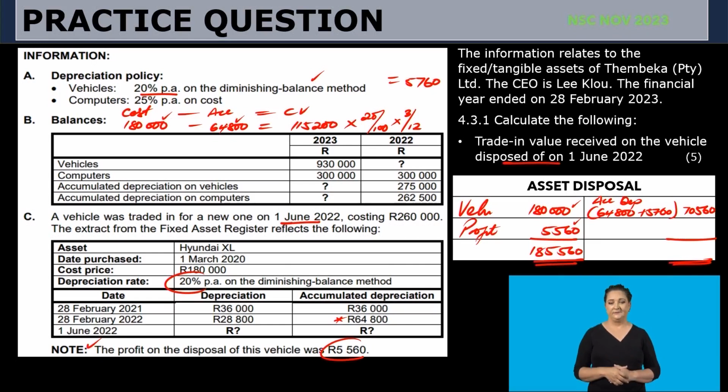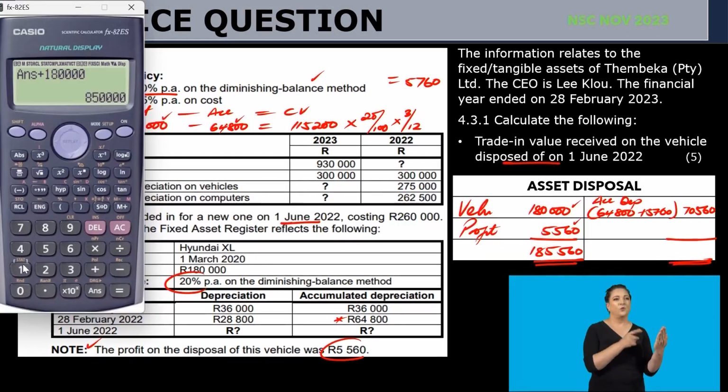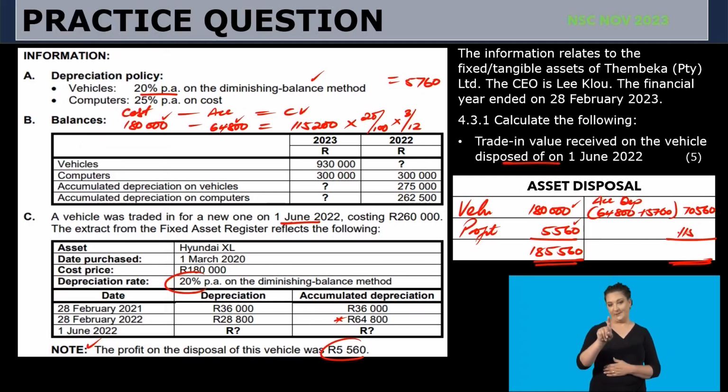185,560. Then I'll now say my 185,560 minus my 70,560. And then I'm going to end up with 115,000. That becomes my creditors control. This is the trade-in value on the vehicle that was disposed. Are we good? All right.